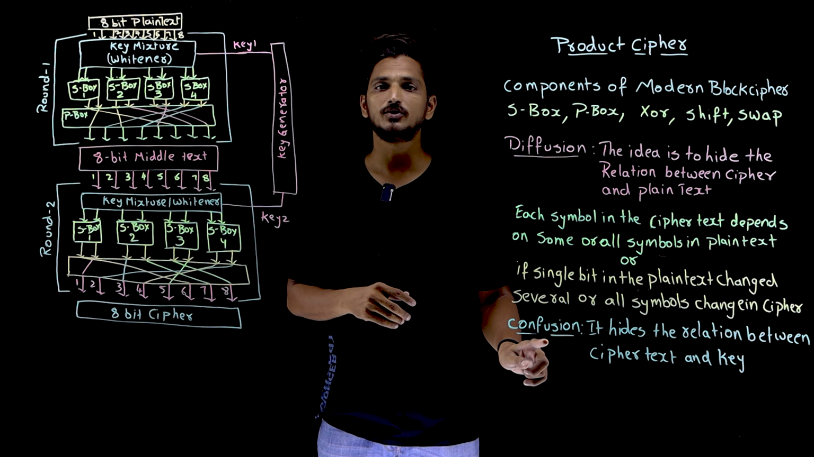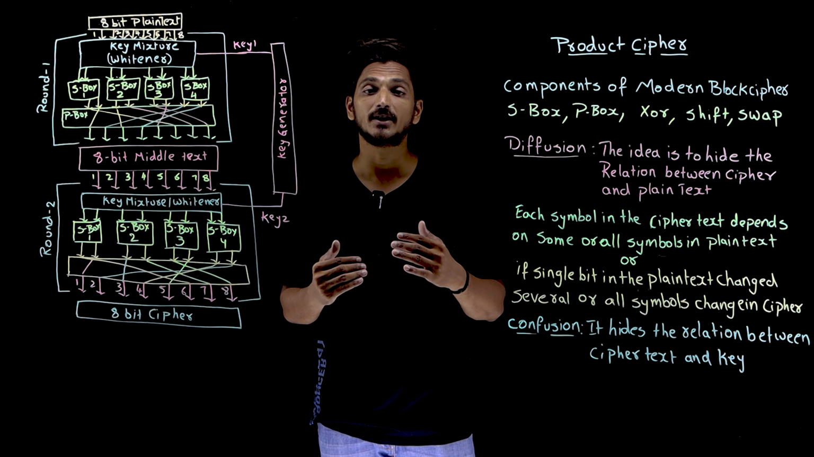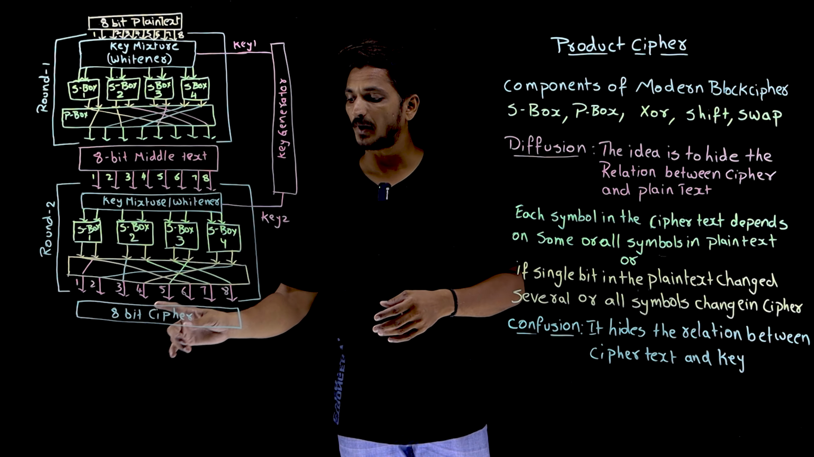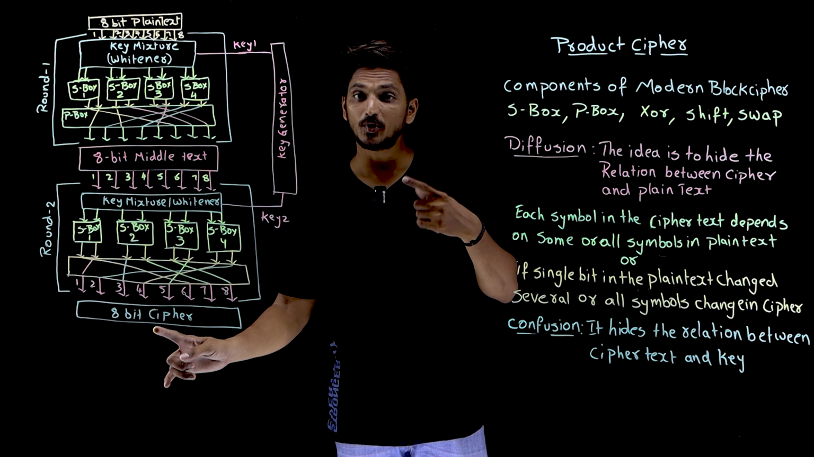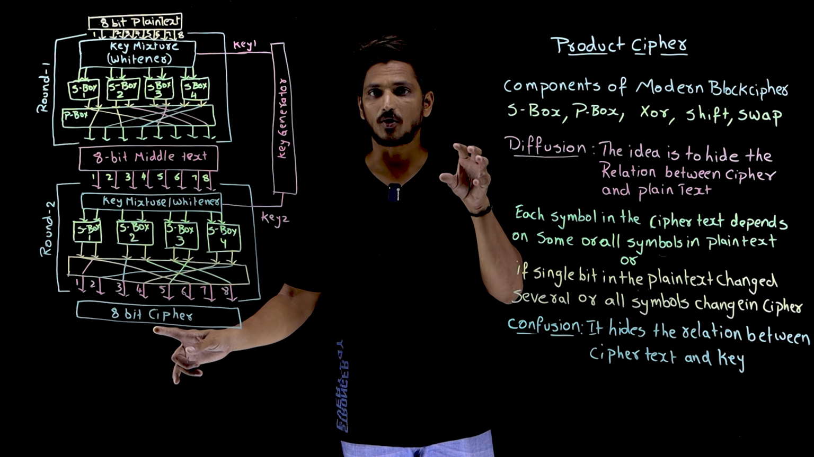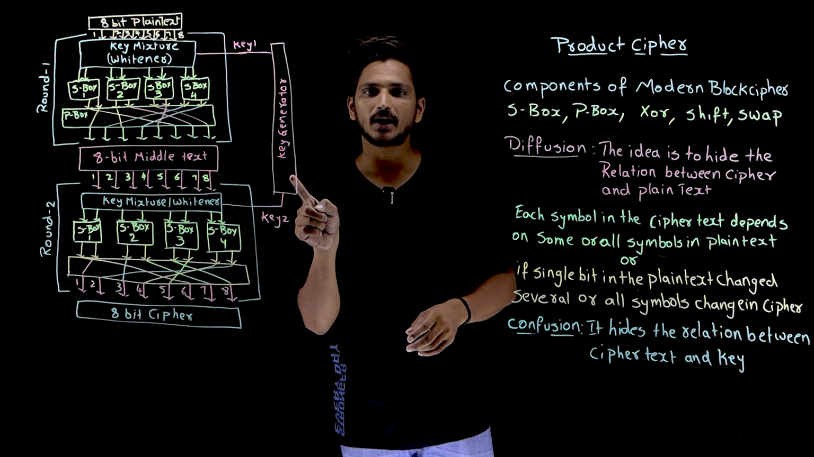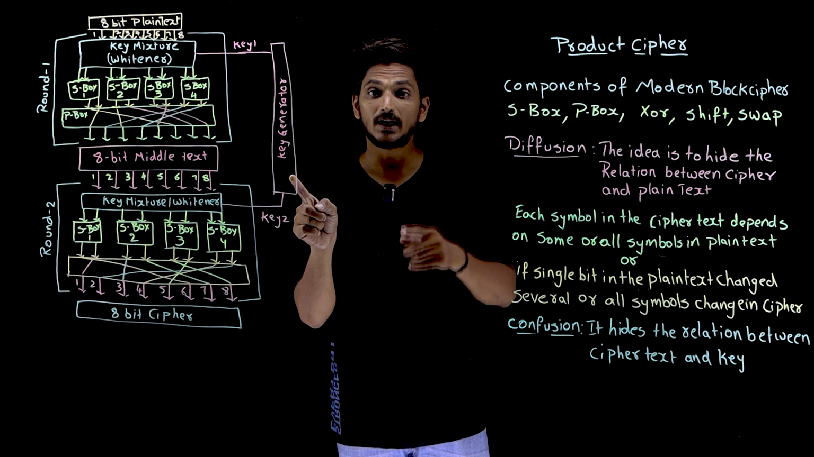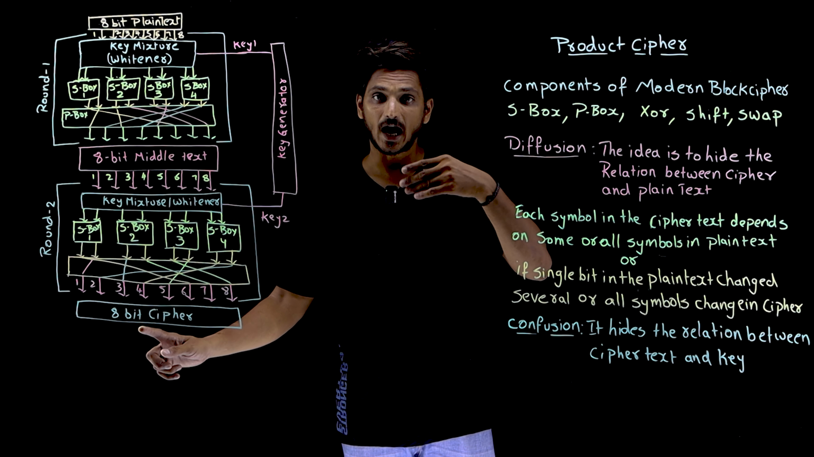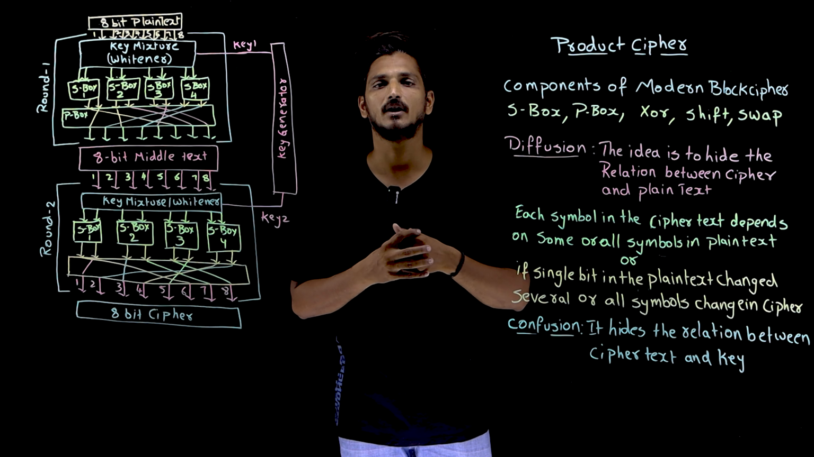The second concept is confusion. Confusion means it hides the relationship between the cipher text and the key. In cryptanalysis techniques, by taking the cipher text, is it possible to identify the key? That we should also stop. The same meaning: if one bit in the key changes, it has to affect several bits in the cipher text. If that is happening in the product cipher, then it is providing confusion.